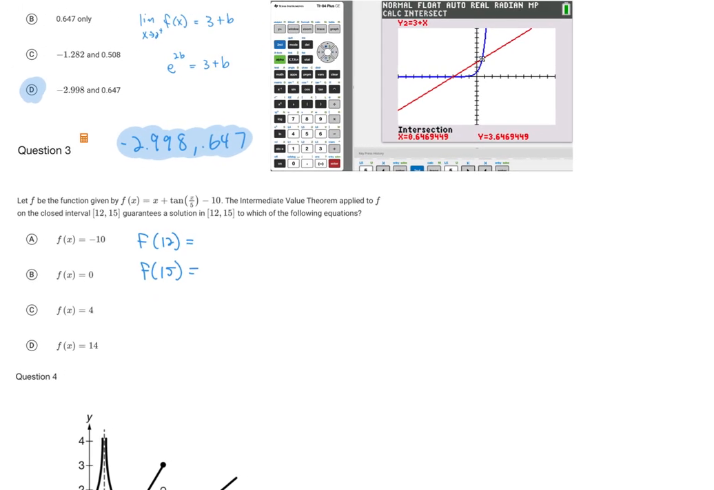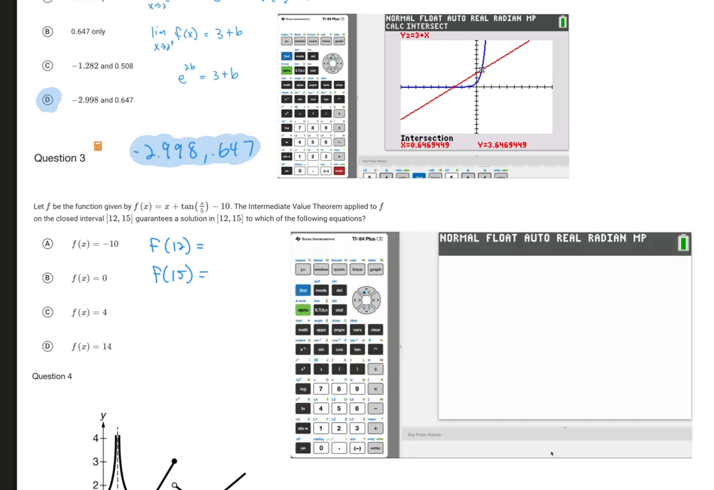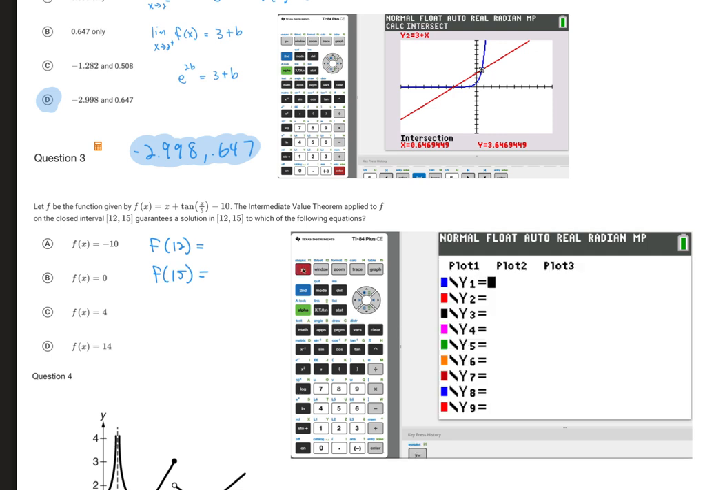And I'm going to do it a certain way, but there's like 10 different ways to do this. Okay, so let's pull up the calculator. So first thing I'm going to do, if I have to plug in multiple values into the same function, and it's a long function like that, I'll always put the function in y equals first, and then you'll see how the rest works. So first thing is just putting that function into y1.